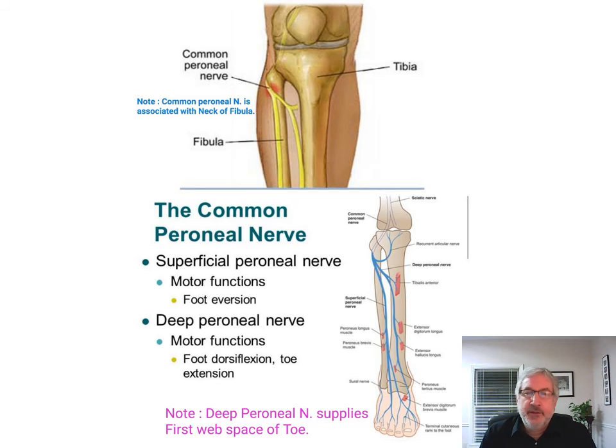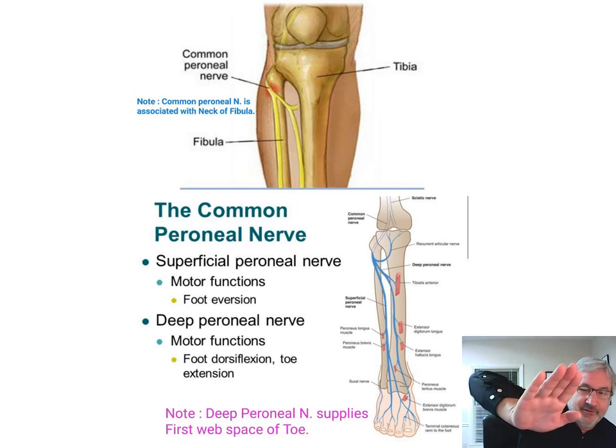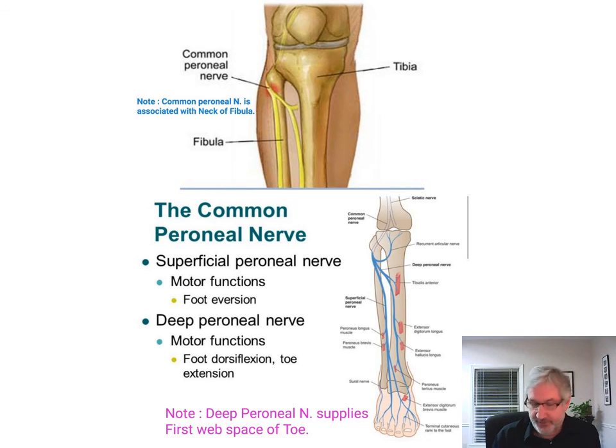And so here's showing this. Here's a common peroneal nerve, and you can see it right underneath the head of the fibula there. And it branches into a more anterior portion and a more lateral portion. The functions of it are everting the foot, and then dorsiflexing the foot, and then extending the toes also.